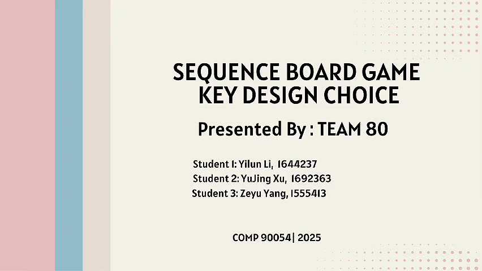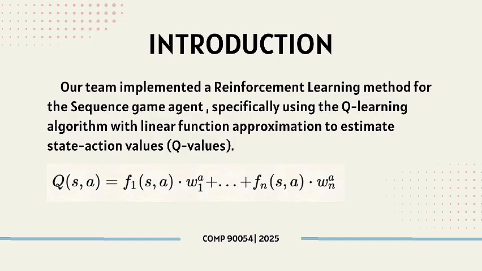This video mainly focuses on the key design choices we made for our sequence game, presented by Team 80. First, here is a brief introduction to our project. We used the Q-learning approximation algorithm, which is a type of reinforcement learning. Basically, this algorithm represents the Q value as a linear combination of features and weights, and it helps to reduce the massive state space we would normally have with the standard algorithm.